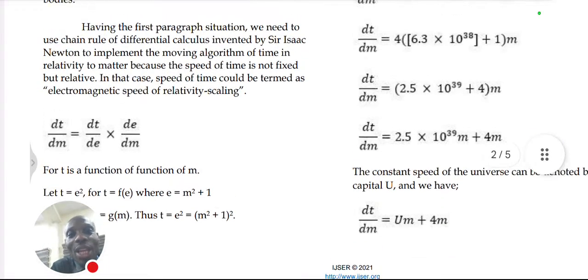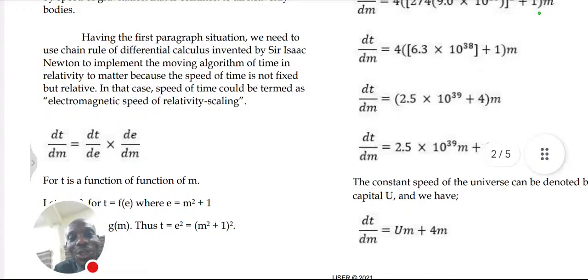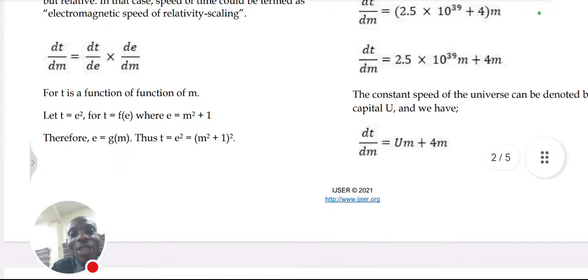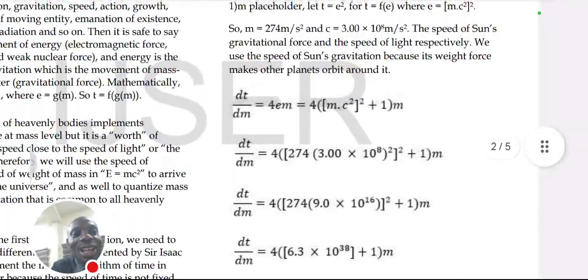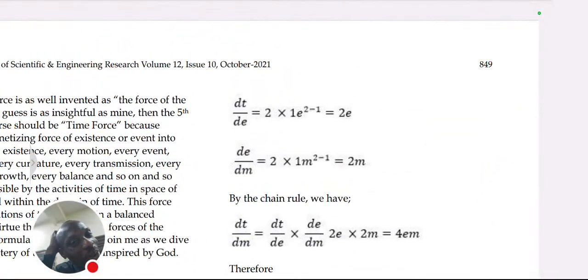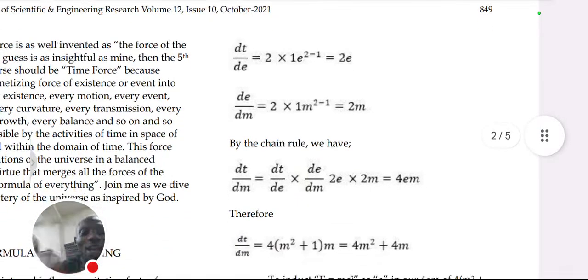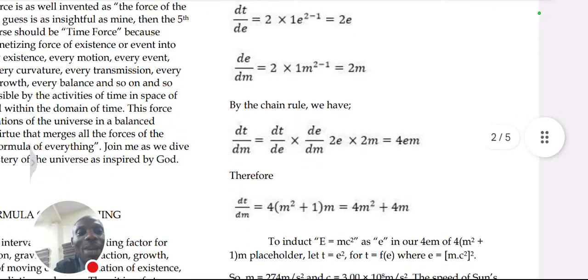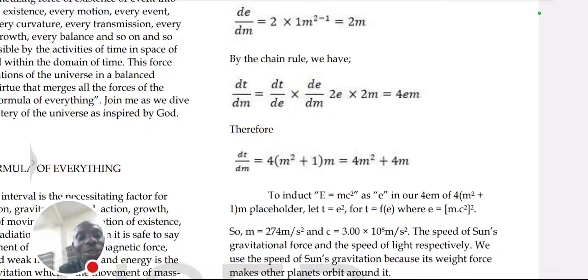So now, what do we have here? So we have the chain rule. You can see dT/dm equals dT/dE times dE/dm. So now this is how we start the derivation. We start the derivation by deriving time with respect to energy to have 2E. We derive energy with respect to mass to have 2m. By the chain rule, we then multiply the two together. 2E times 2m, we have it to be 4Em.